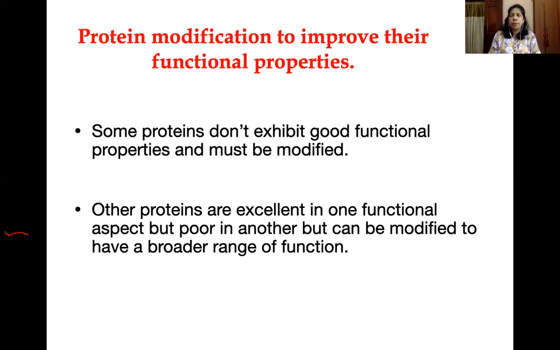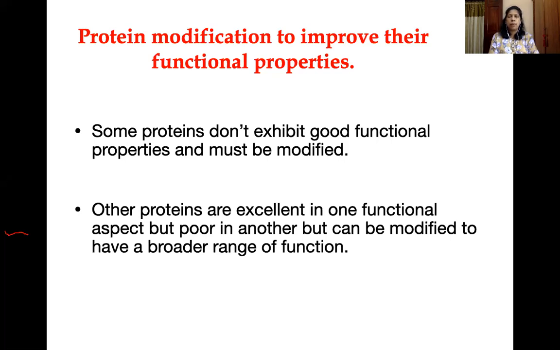Right, now we can do protein modification to improve their functional properties. We can do protein modification just as we can do starch modification. So how can we modify a protein to improve its functional properties? Some proteins don't exhibit good functional properties and must be modified. Other proteins are excellent in one functional aspect but poor in another, but can be modified to have a broader range of function. For example, egg albumin is playing one role, and the whey protein is playing another role.